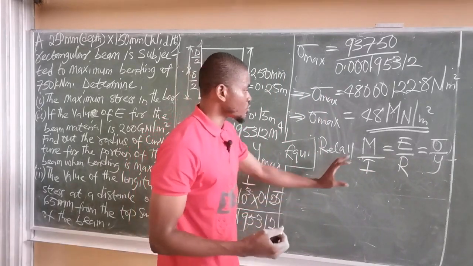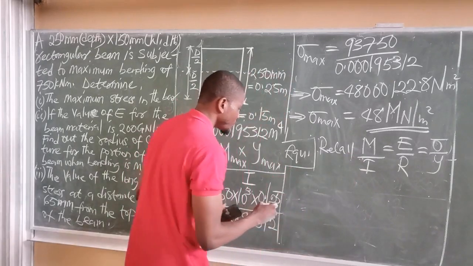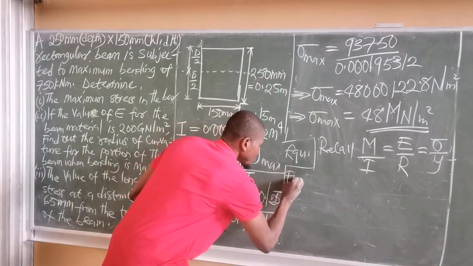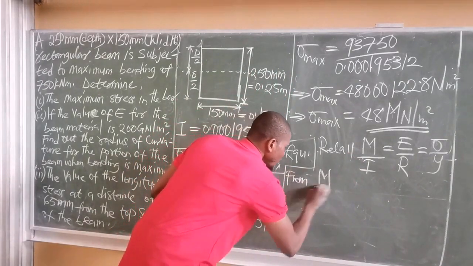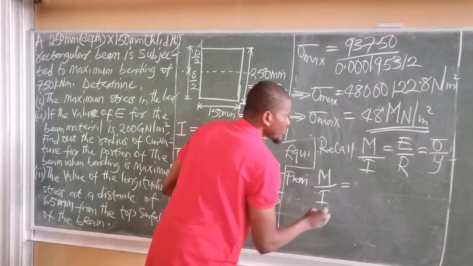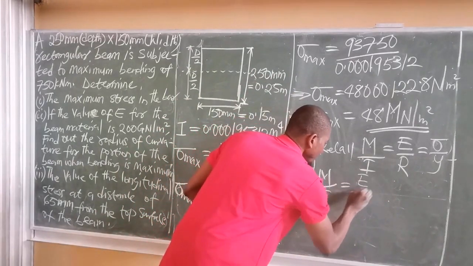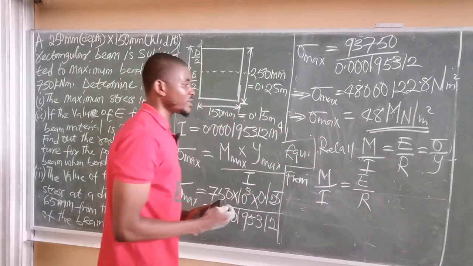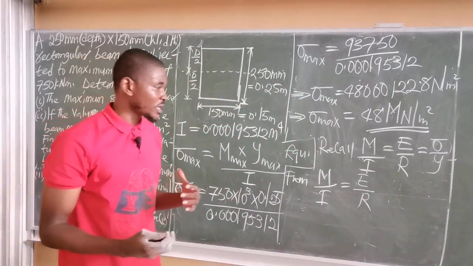All right, so let's simply choose these two, M over I. So from M over I equals E over R. All right, so we simply have this. Now let's employ this equation to solve.